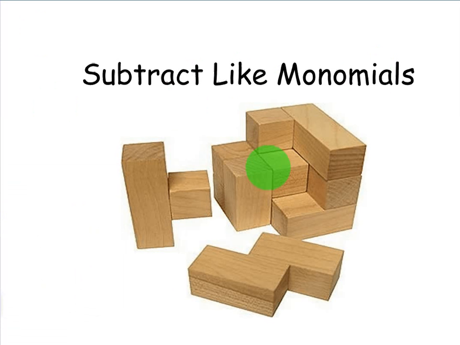Here's a little picture of some wooden blocks. You can kind of see that the original volume of the block has changed. We've subtracted some blocks from it. This is an example of subtracting monomials.